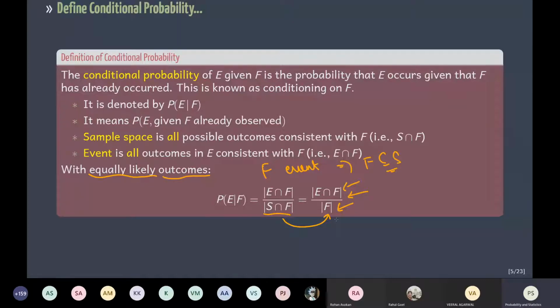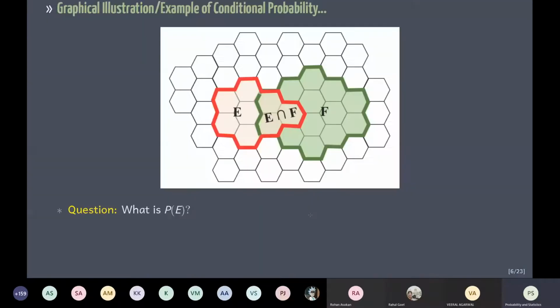Then I'm taking the ratio. Okay, so these are the things we have to keep in mind. If you can start doing conditional probability now, given that you know the counting and you can count E intersection F, you can count F. This way you can. So this is a picture where we can understand graphically what is happening with the conditional probability.